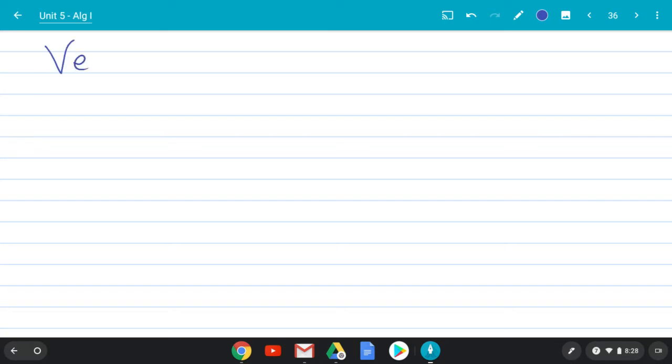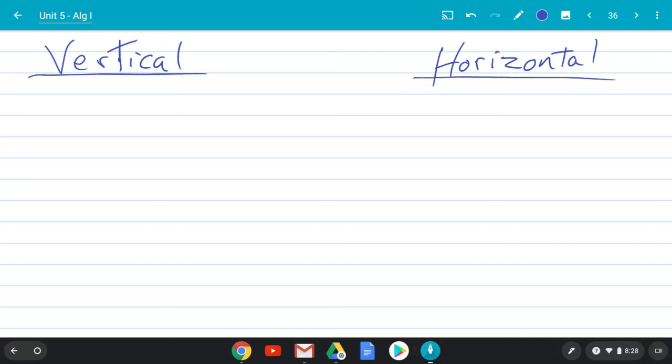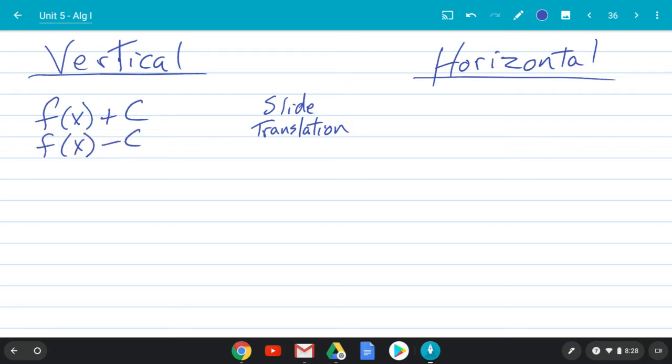Let's go with vertical and horizontal. The first transformation we learned was a slide or a translation. For it to be vertical, we just take our function, whatever it is, and we add a number to it or subtract a number from it. If we add it, we're going up. If we subtract it, we're going down.